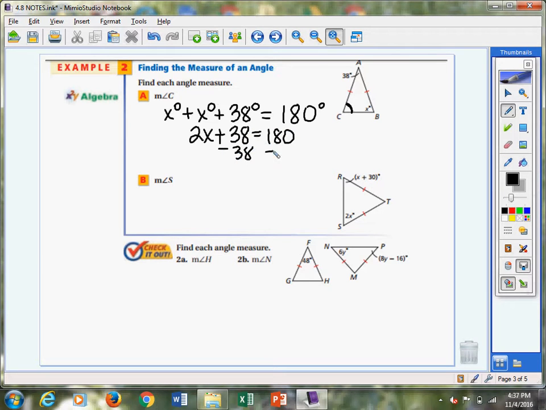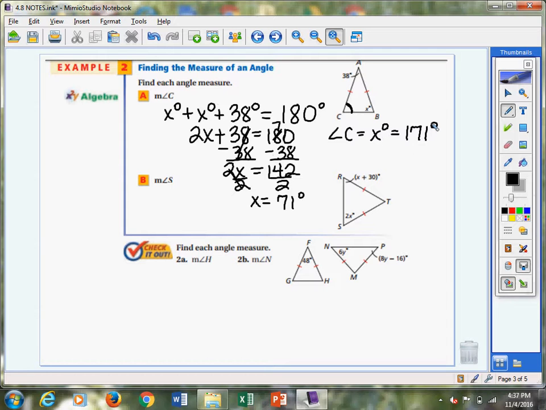Let's take away 38 from each side, and we've got 2x is equal to 142. Divide each side by 2, and it appears that x is going to be 71 degrees. So x is actually what we're looking for in this particular case, because we know that angle C is equal to x degrees, which is 71 degrees. So we did a really good job.